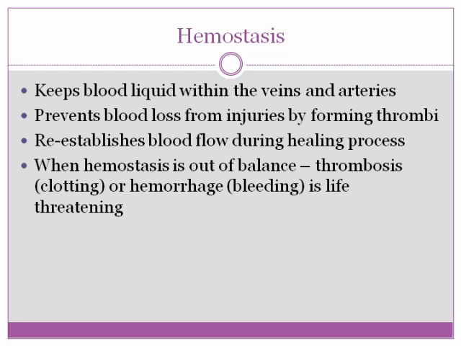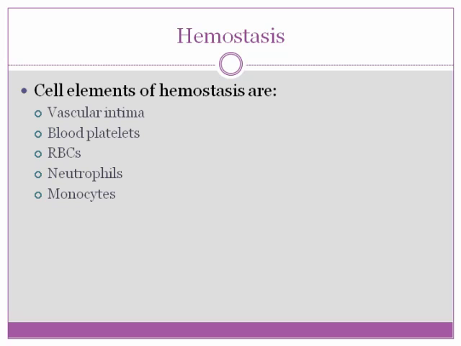And anytime that hemostasis is out of balance, you can have one of two things occur. You can either go to the clotting side or you can go to the bleeding side, depending on what's going on. So thrombosis means clot and hemorrhage means bleeding. All right, let's go to the next slide here.